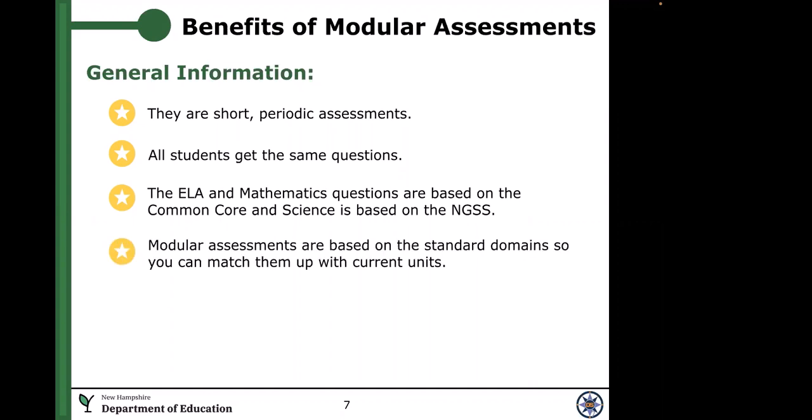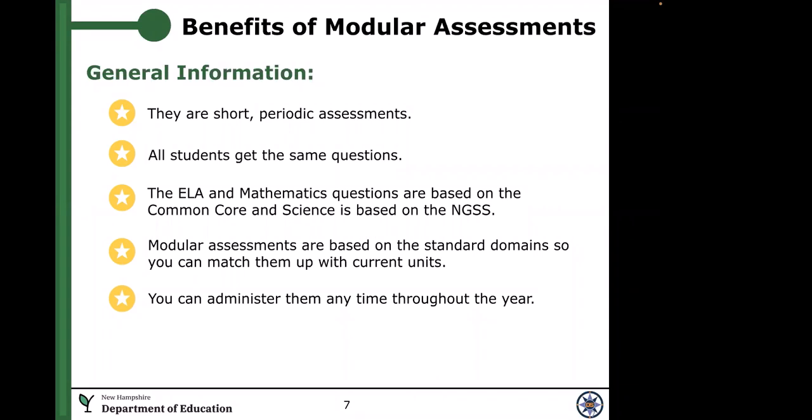The modular assessments are based on the standard domains of math, so you can match them up to your current units. I'll show you in just a little bit. There are times where a particular assessment might be a little bit more than one domain of math together. We'll talk about where that shows up, but for the most part, you can match them right up with your standard domains.